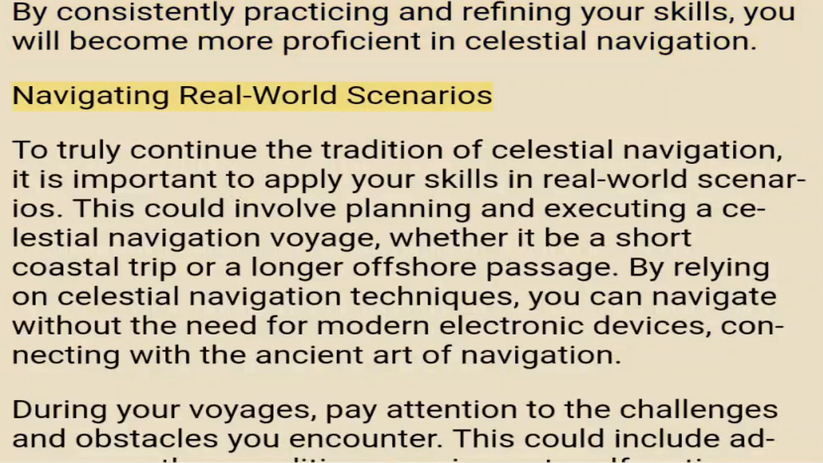Navigating real-world scenarios. To truly continue the tradition of celestial navigation, it is important to apply your skills in real-world scenarios. This could involve planning and executing a celestial navigation voyage, whether it be a short coastal trip or a longer offshore passage. By relying on celestial navigation techniques, you can navigate without the need for modern electronic devices, connecting with the ancient art of navigation.